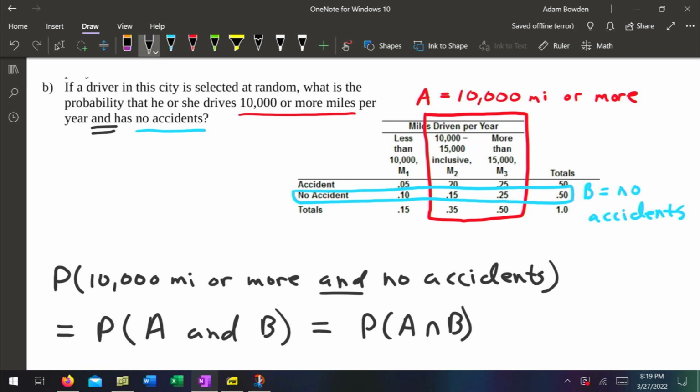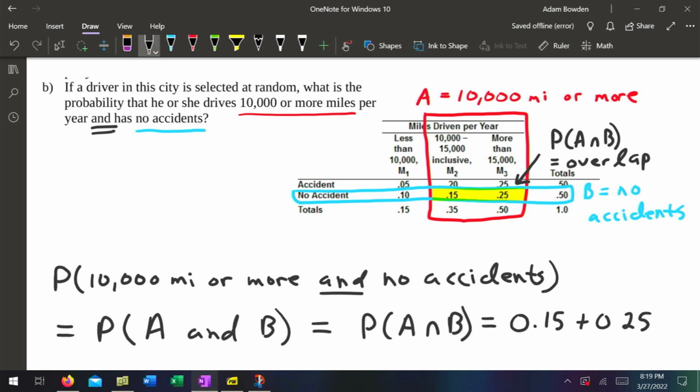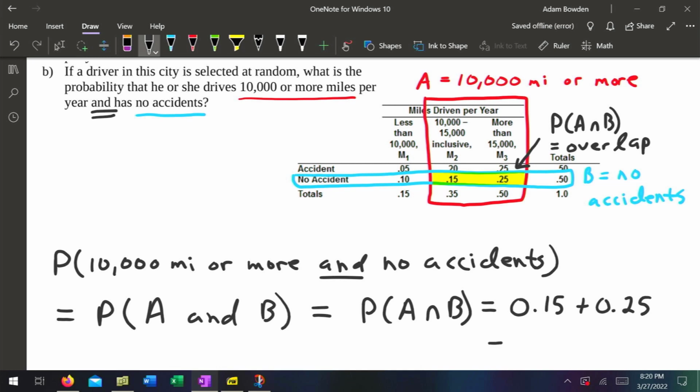So this is not an or statement, this is an and statement about the two events occurring. And the and is again where they overlap with each other. So the probability of A intersect B is the overlap probabilities between the two events. So if we add up where they overlap, the 0.15 plus the 0.25, we'll get the probability of A and B. And that comes out to be equal to 0.40.